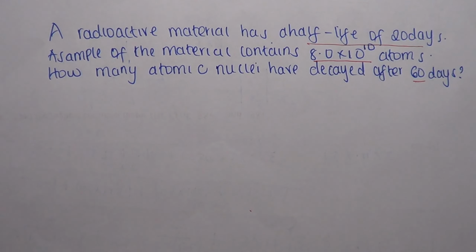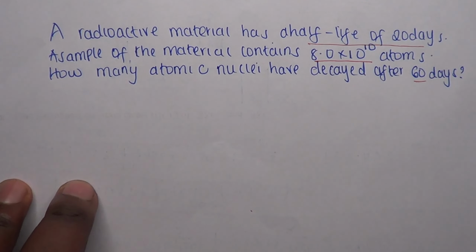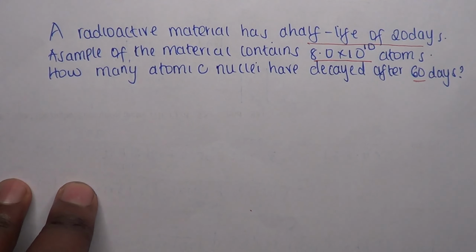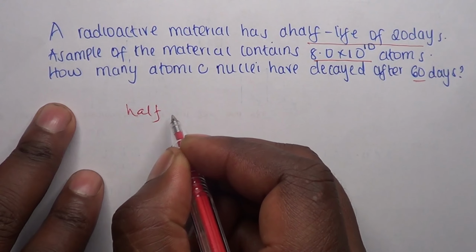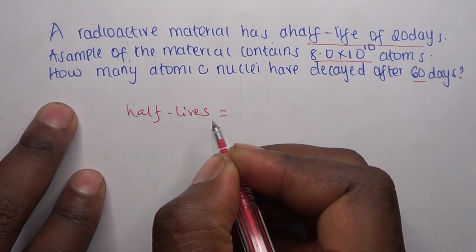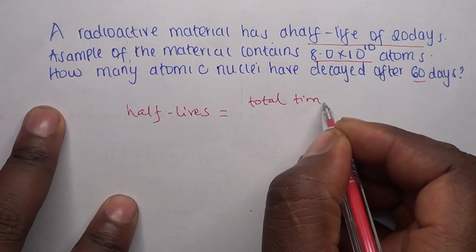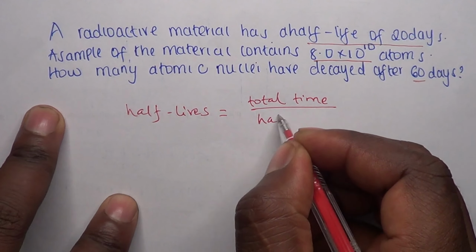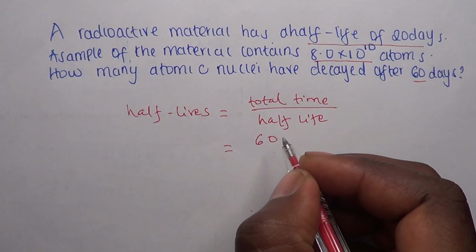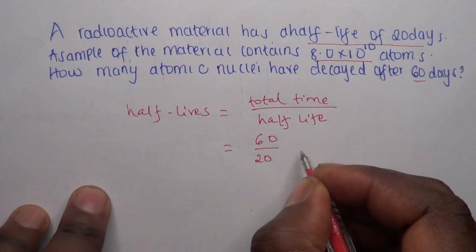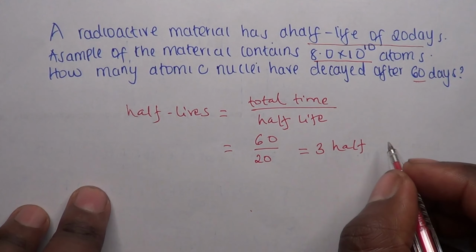The first thing we need to do is to calculate the number of half-lives that have passed in 60 days. To calculate that, we take the total time over the half-life we have been given, which is 60 over 20, which equals 3 half-lives.